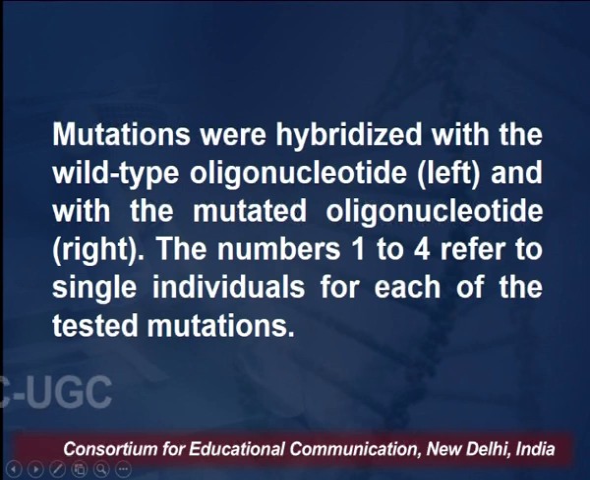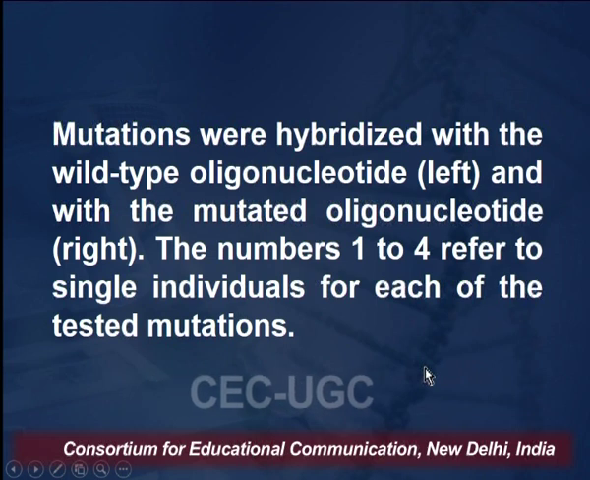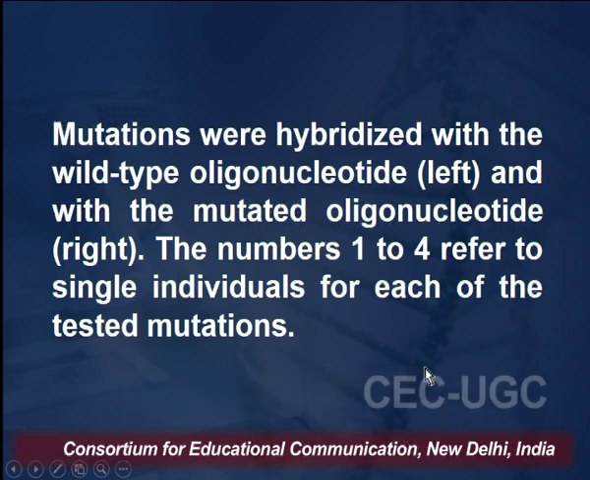So, this is the method for this. The samples were hybridized with the wild type oligonucleotides, as I said, the normal ASO probes, and with the mutated oligonucleotide probe. The numbers 1 to 4 refer to a single individual for each of the tested mutations. So, this is again a very important technique to identify this.